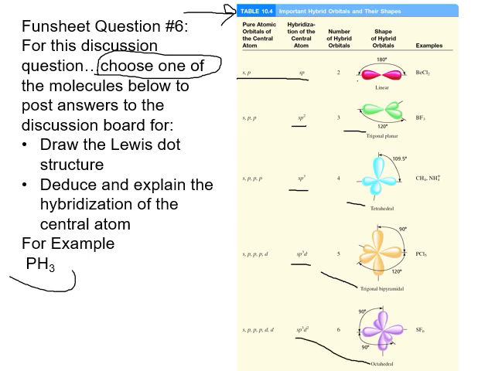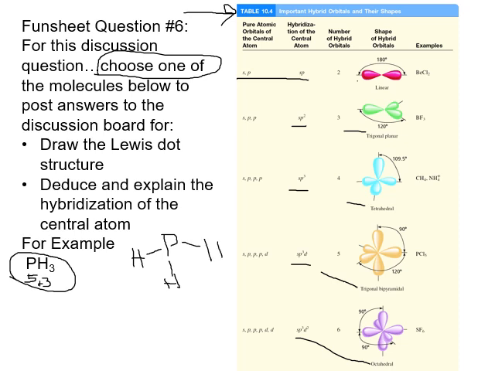So for example, like on your fun sheet here, say I was going to do phosphorus trihydride. To draw the Lewis structure of that, I find that there are 5 valence electrons, and there's 1 for each of the hydrogens, so I add those together, and I get 8. The least electronegative is going to go in the middle, but in this case, hydrogen can never go in the middle, so I would draw phosphorus in the middle, and then I would put my elements around here.